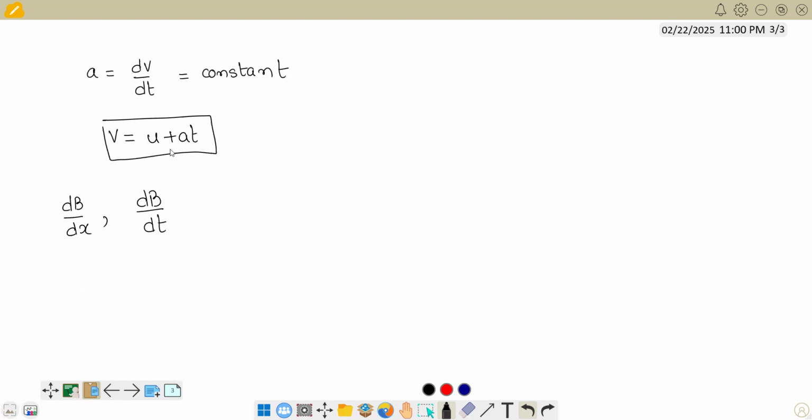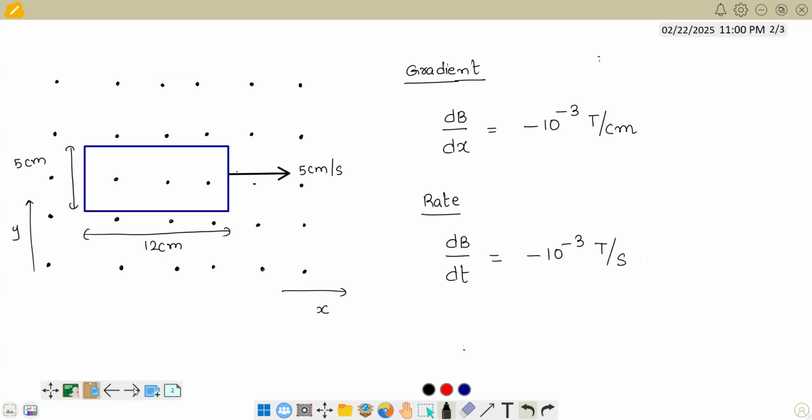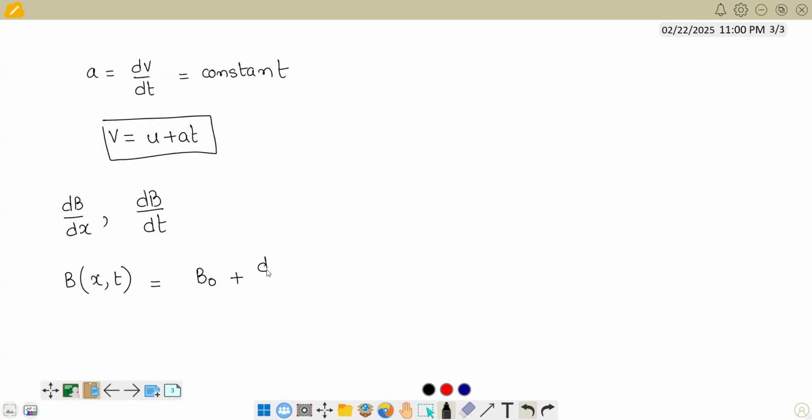Here velocity is only a function of time. We will write a magnetic field that is a function of both position and time. Simply let us assume the starting value is B naught. Since here it is a negative value, I will write B naught plus at, where a is nothing but dv by dt into t. So simply dB by dx into x plus dB by dt into t.